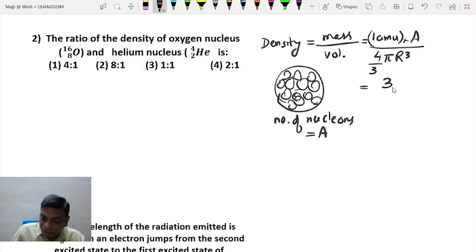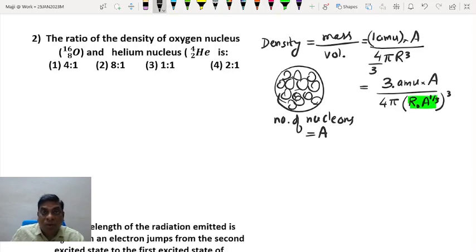Volume, you can substitute 4 by 3 pi r cube. So this will be 3 AMU into A upon 4 pi. Radius is actually a constant into the cube root of the mass number. This is an empirical formula, you all must be knowing this, the empirical formula for the nuclear radius of any element. Now you can see that the mass number gets cancelled here, ending up with a constant.